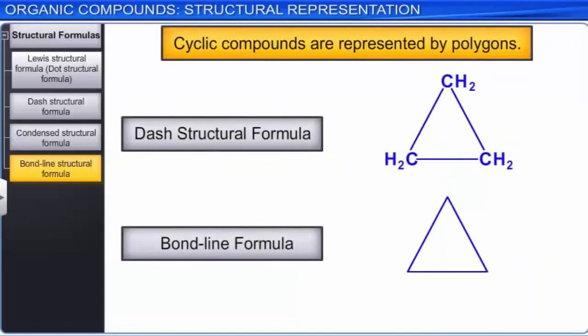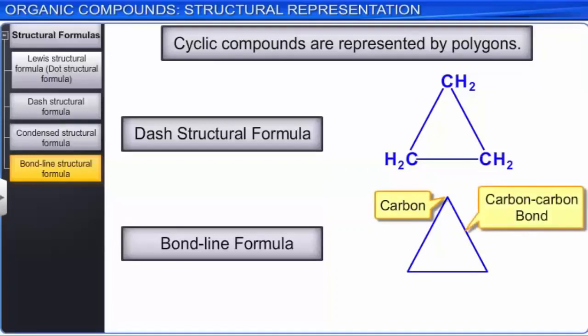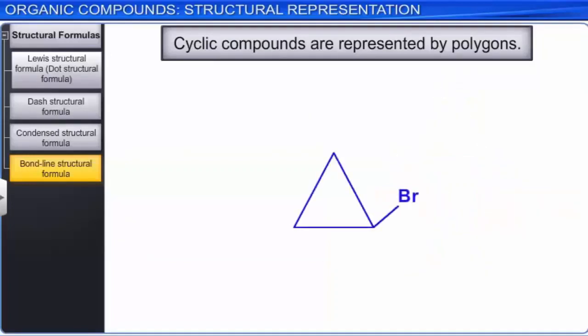Cyclic compounds are represented by polygons. In a polygon, the corners represent a carbon atom and the sides represent a carbon-carbon bond. Symbols of atoms other than carbon and hydrogen are shown on the structure.